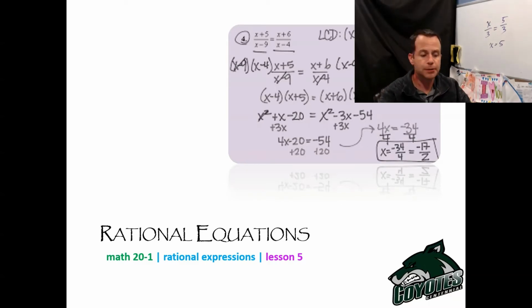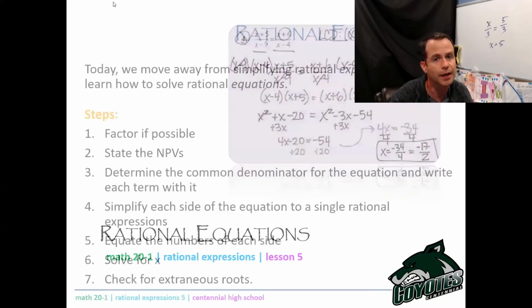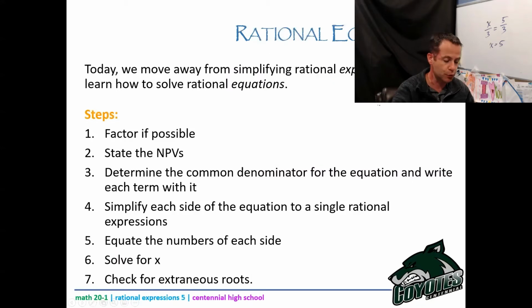All right, so with that in mind, let us talk through just some of the steps together. And I'm hoping that these steps are going to look super, super familiar to you and that they're going to feel pretty darn comfortable, okay? So first step, factor. That's always been our first step, right? We've always wanted to factor first. Factoring makes the world go round. Then we're going to state our NPVs. Then we're going to determine the common denominator for the equation and write each term with that common denominator, just like we were adding and subtracting.